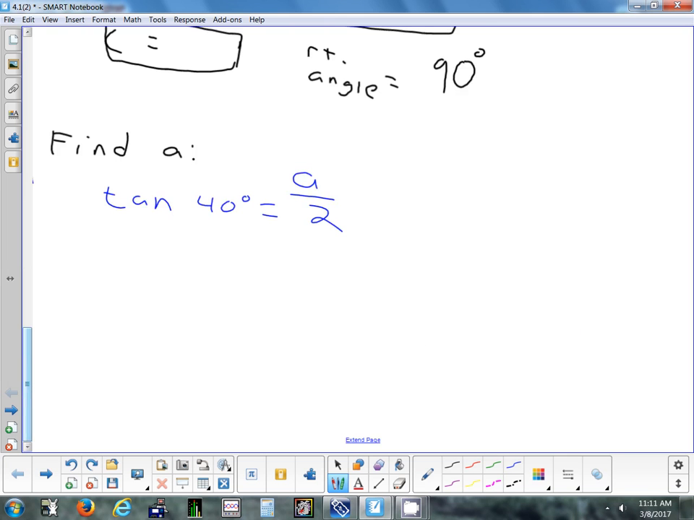How would we get A by itself here? Yeah, just multiply both sides by 2. There's your answer for A. Okay, we just need to type that in, and we'll round it off.